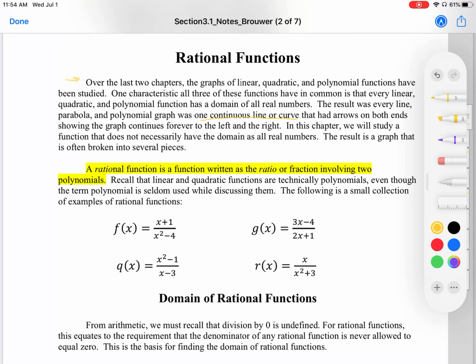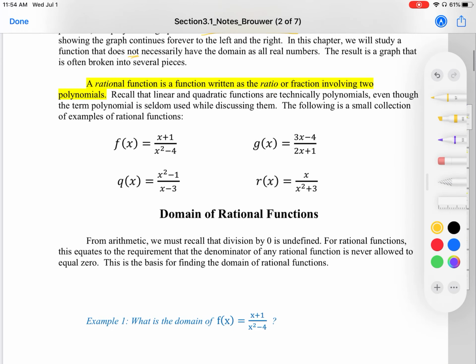In this chapter, we will study a function that does not necessarily have a domain of all real numbers. The result is a graph that is broken into several pieces. A rational function is a function written as a ratio or fraction involving two polynomials. Recall that linear and quadratic functions are technically polynomials, even though the term polynomial is usually used while discussing other functions. The following is a small collection of examples of rational functions. As we see, they're all written as a fraction. So that's how we know it's going to be a rational function.